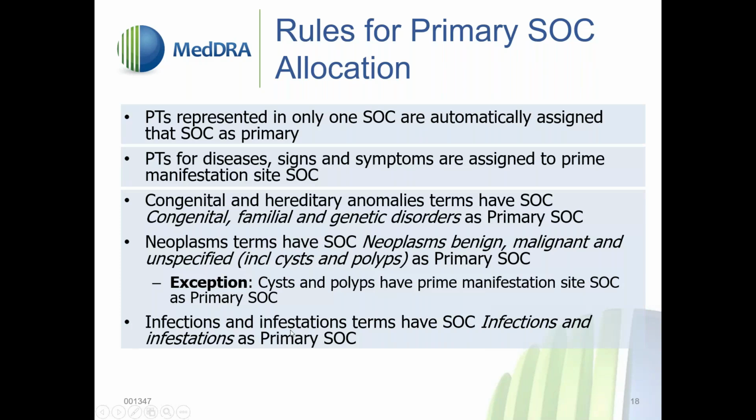Firstly, congenital and hereditary conditions always have the SOC congenital as primary SOC. Secondly, neoplasm terms always have SOC neoplasms as primary SOC, with the exception of cysts and polyps, which have their prime manifestation site as primary SOC. And thirdly, infections and infestation terms always have SOC infections as primary SOC. Again, most PTs are grouped based on their manifestation site, with the exception of these three system organ classes.